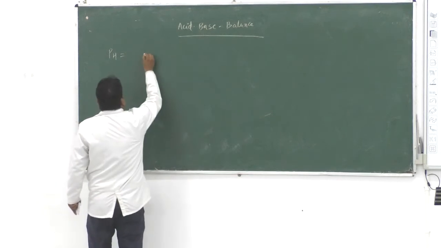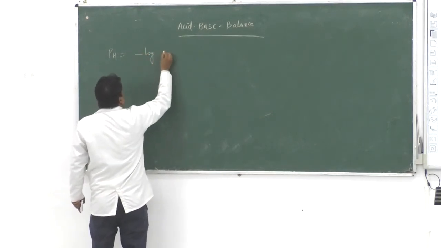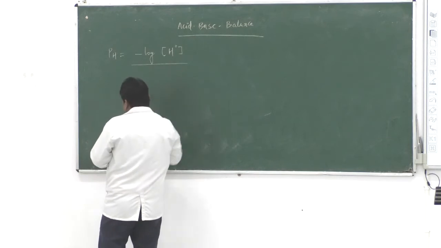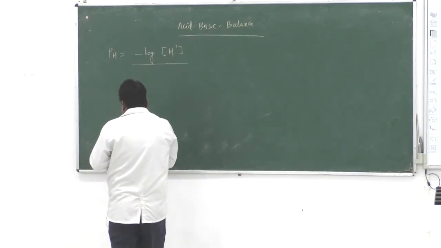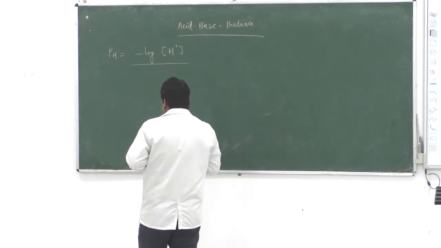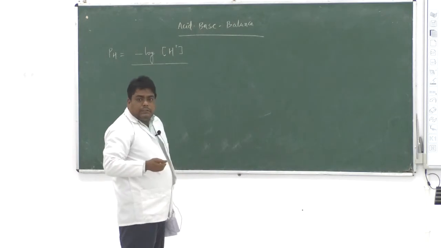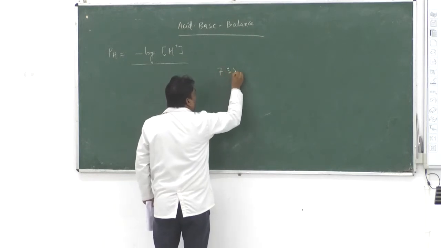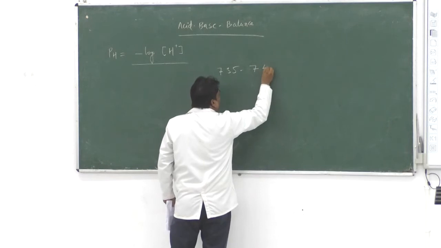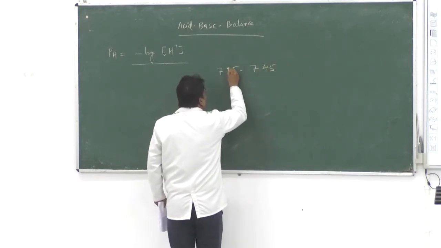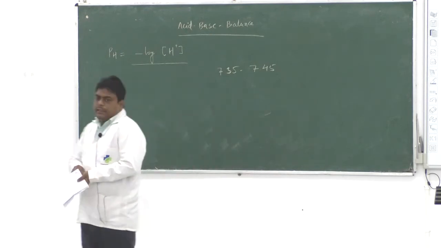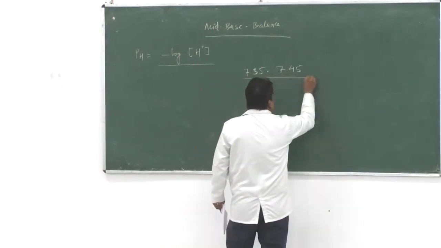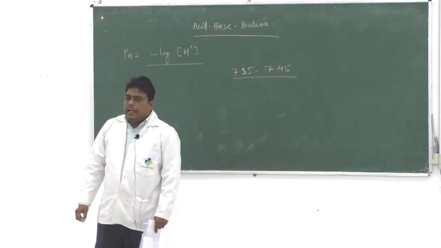That is the negative logarithm of the hydrogen ion concentration. Okay? The normal pH of the body is between the range 7.2 to 7.4. This is the normal range of pH for optimal function of enzyme and other cellular activity, intracellular activity and extracellular activity.